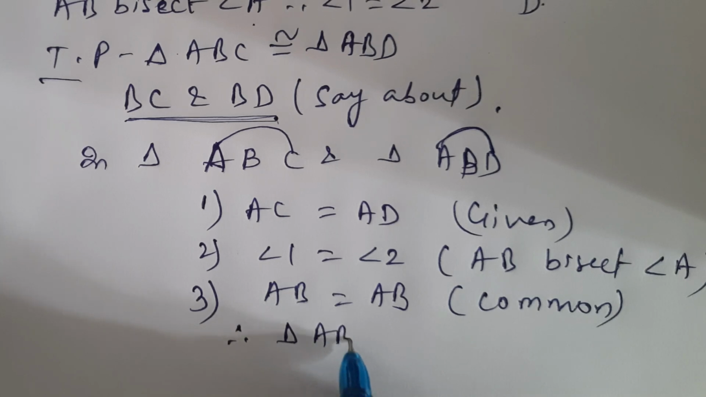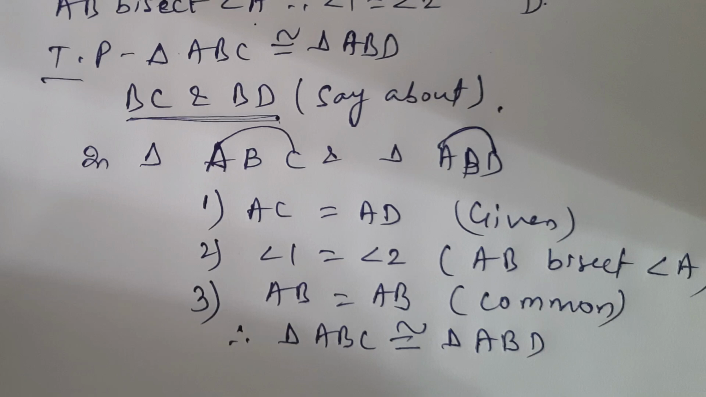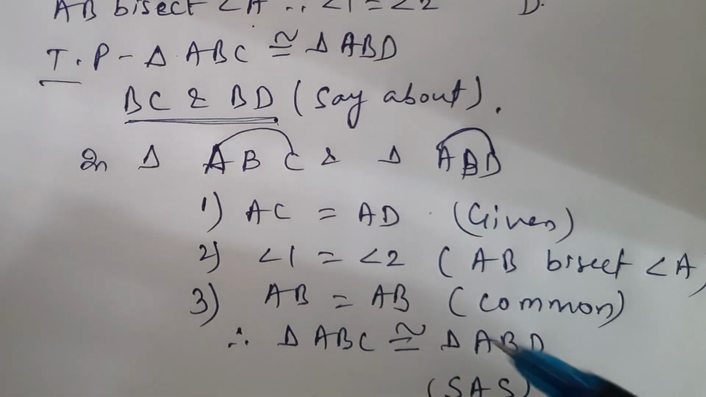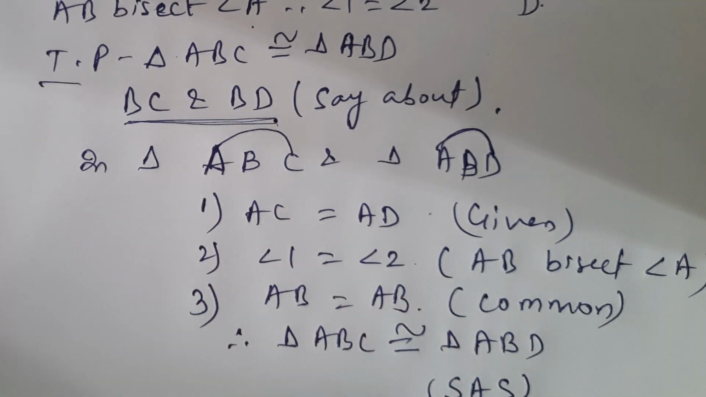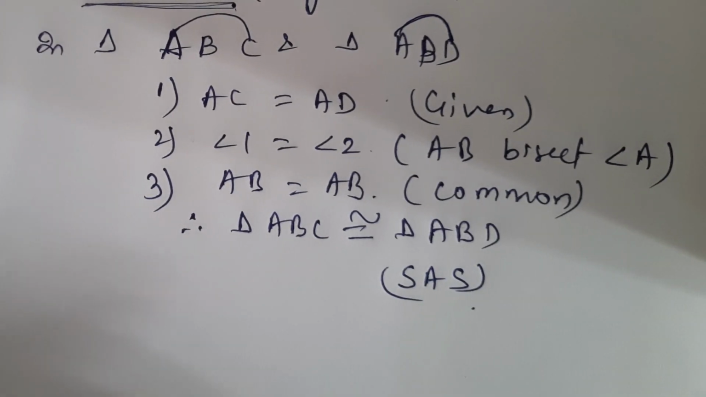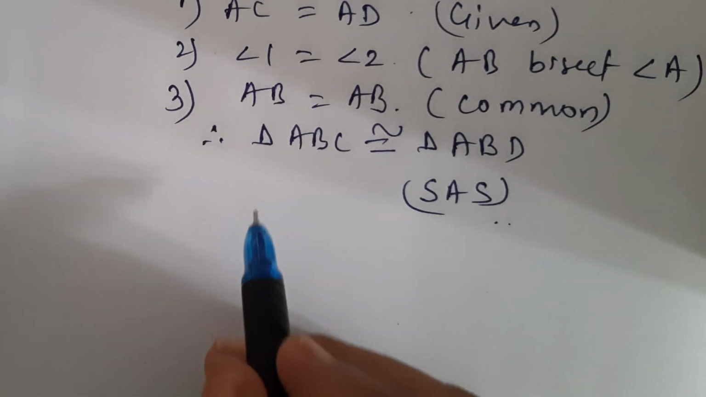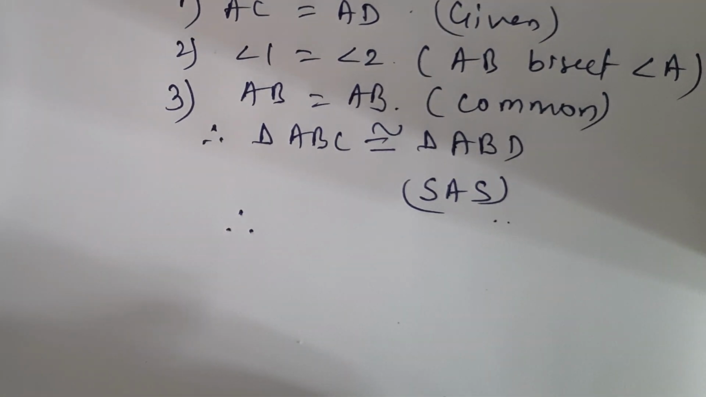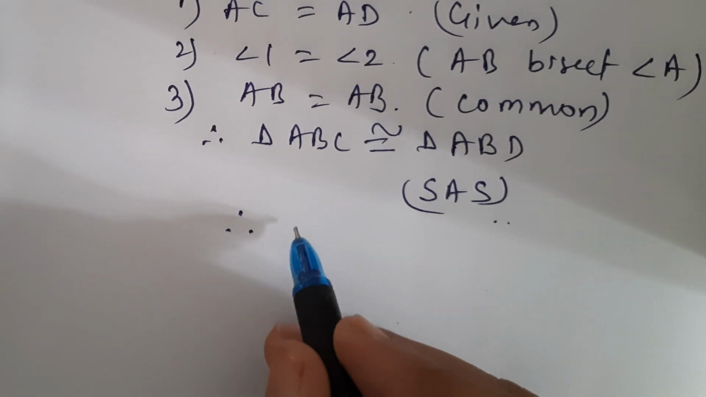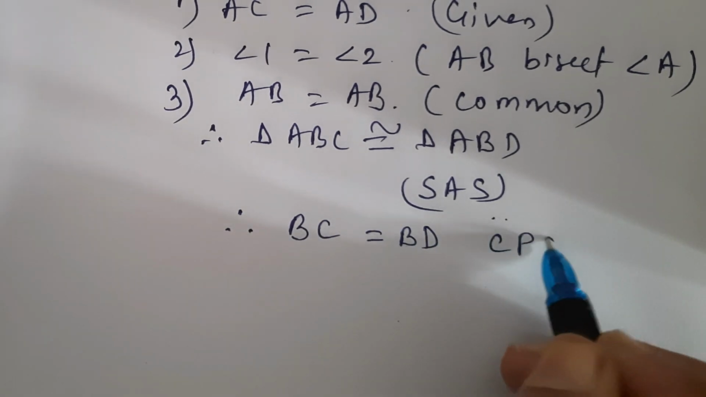Therefore, triangle ABC is congruent to triangle ABD by SAS congruency rule. Here we have taken side, angle, side. So finally we need to represent by which congruency they are congruent. So here both the triangles are congruent by SAS congruency. Then finally, when triangles are congruent, their corresponding parts will be equal. Then in the question they ask what we can say about BC and BD. Therefore BC is equal to BD by CPCT.